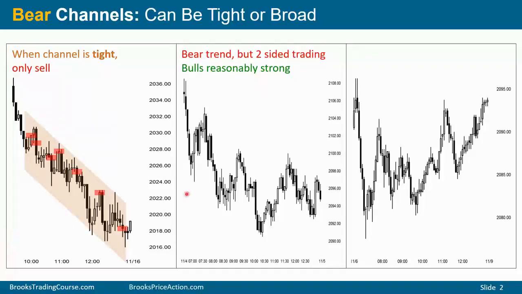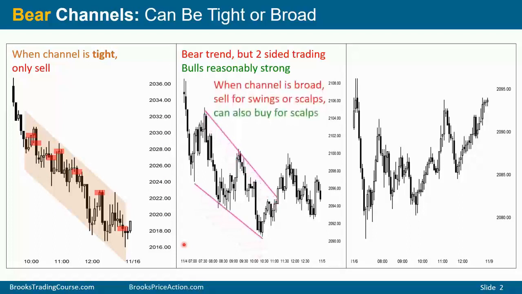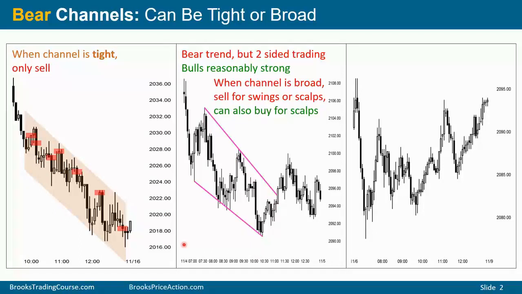On the other hand, when a bear trend is forming lower highs, but the pullbacks are lasting many bars and there are many big bull bars within the pullbacks, you have to be selling because it's still a bear trend. However, a lot of traders will also buy reversals up from prior lows. Bulls buying in a bear trend should only be scalping. Bears are selling in a broad bear channel, a bear trend, so they can swing or they can scalp.